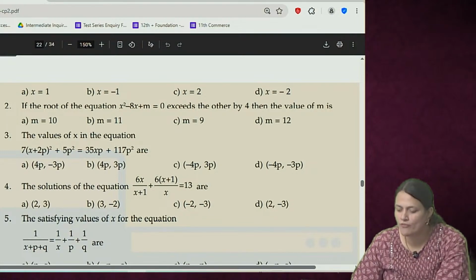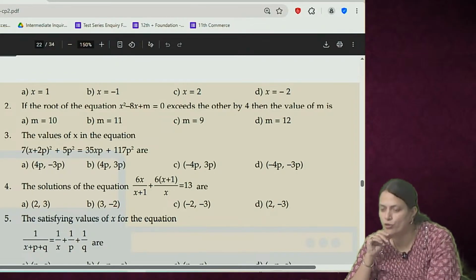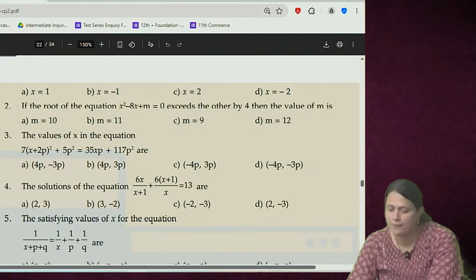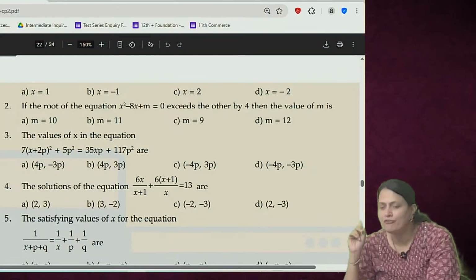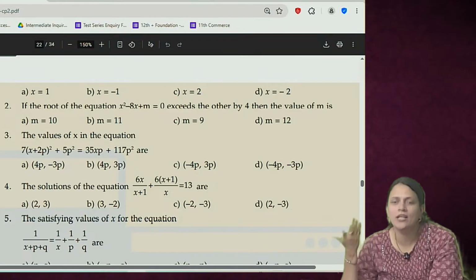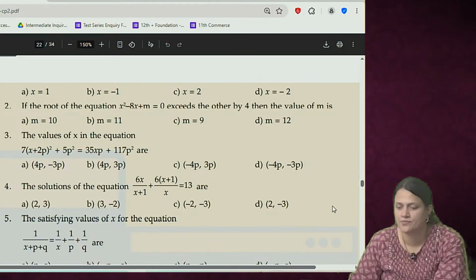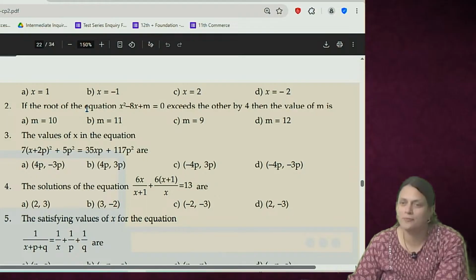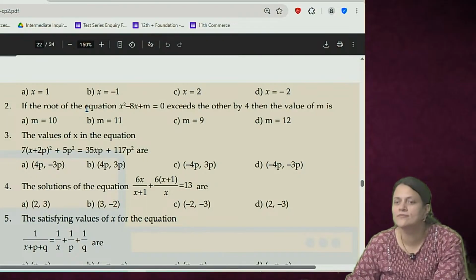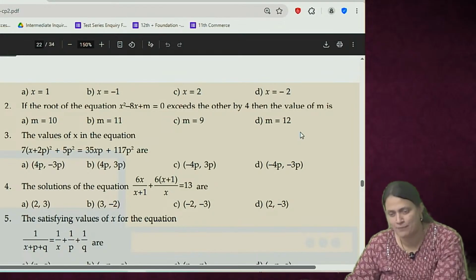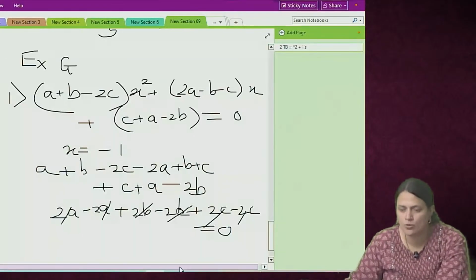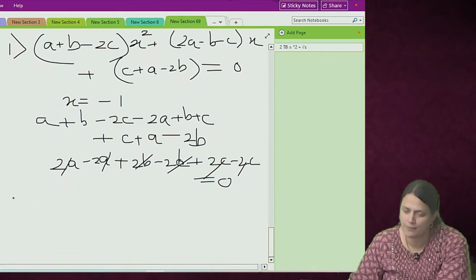Second, if one root of the equation 8x² - 8x + m = 0 exceeds the other by 4, find out the value of m. So tell me, if one root is alpha, what will be the other root? What is the condition given? Please read the condition. Exceeds the other, correct, alpha plus 4. So if one root is alpha, the other will be alpha plus 4. Very good.